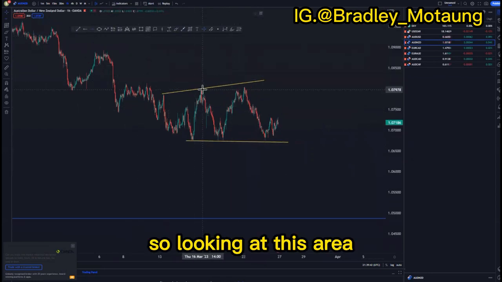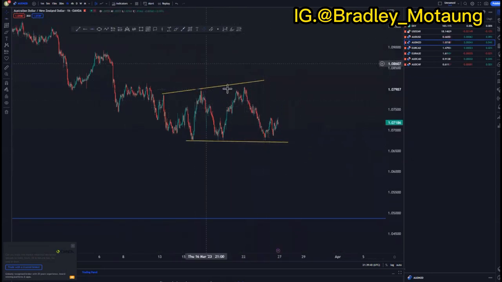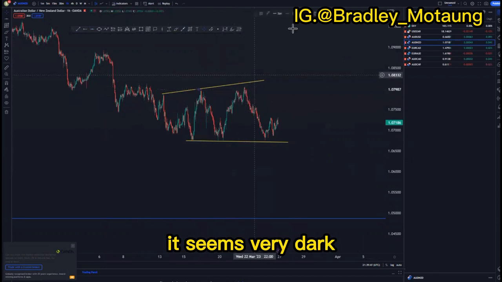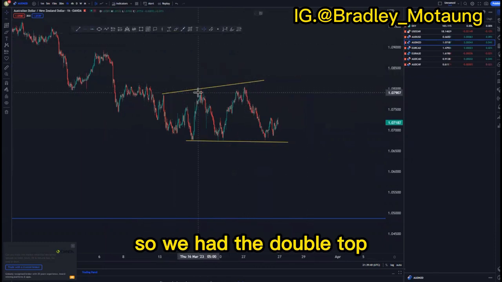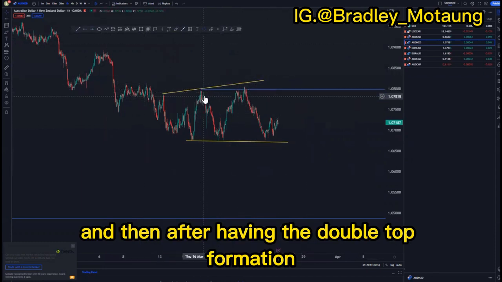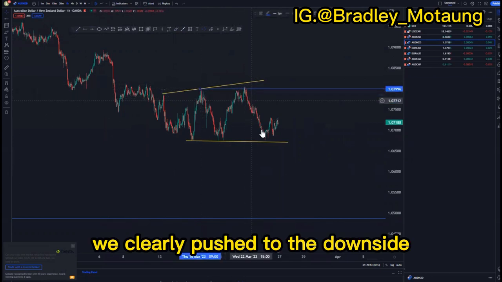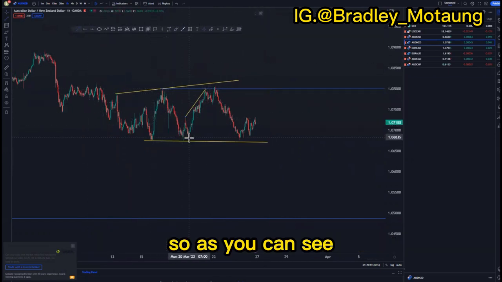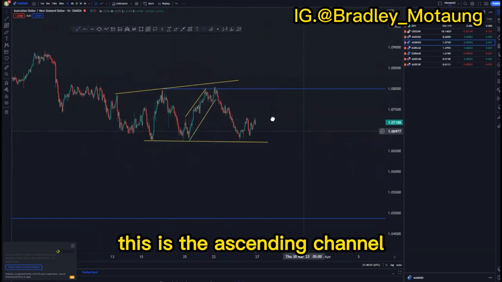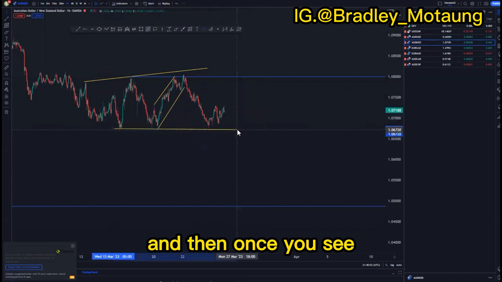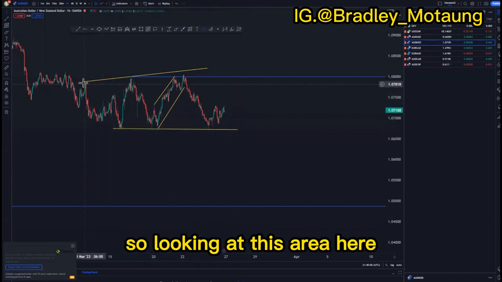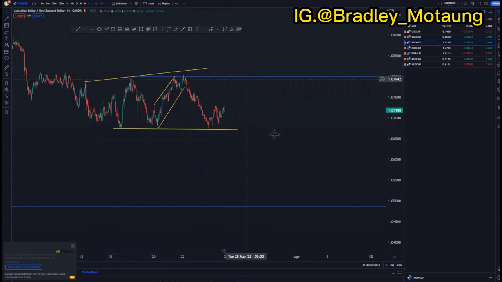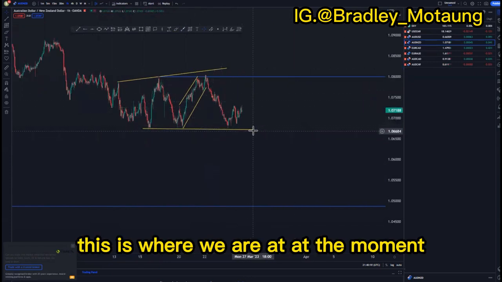So looking at this area, we have the double top. Let me just remove that. It seems very dark. So we had the double top, and then after having the double top formation, we clearly pushed to the downside. The reason being, we had this ascending channel within here. So as you can see, this is the ascending channel. And once you see it, you can't unsee it, guys. So looking at this area here, this is where we are at the moment.